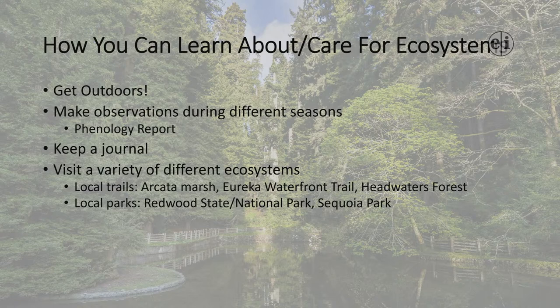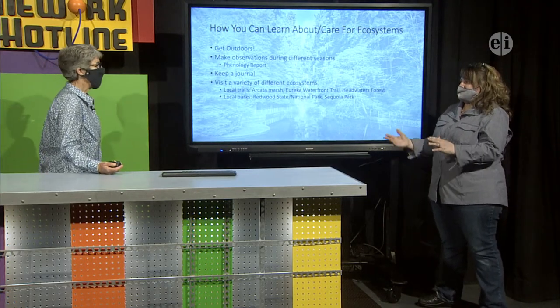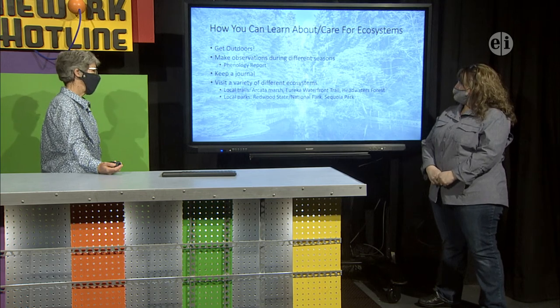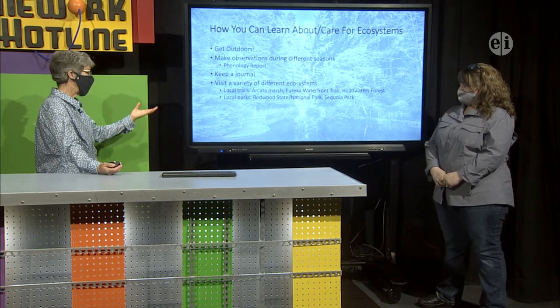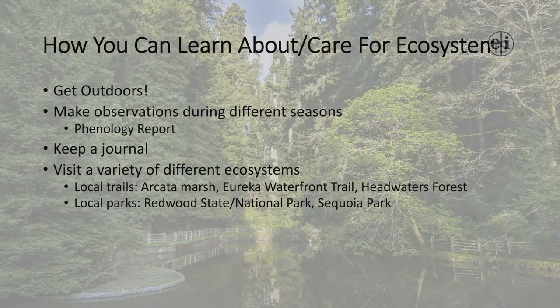Now, different ecosystems that we were talking about. If you take local trails, you can go to the Arcata Marsh. Nice trails. The Waterfront Trail, which is a 6-mile trail that runs from north to south Eureka. And the Headwaters Forest, which is cool inland, where you're running. You don't even have to go that far to get that. And then there's parks. I only listed a few, but Redwood National and State Parks and then Sequoia Park.